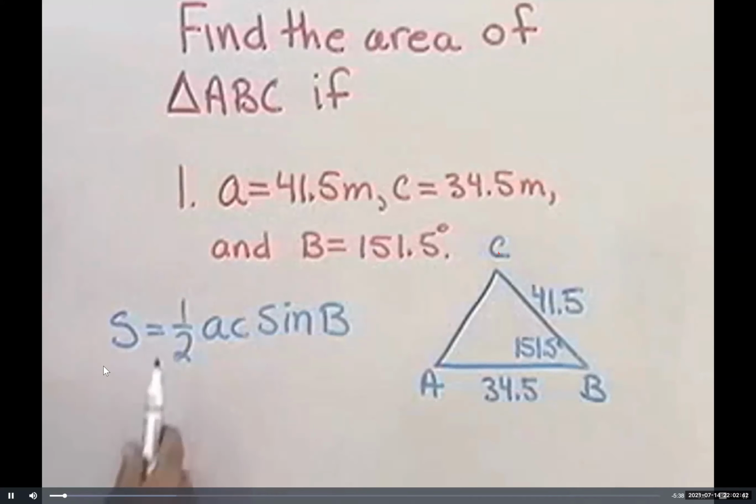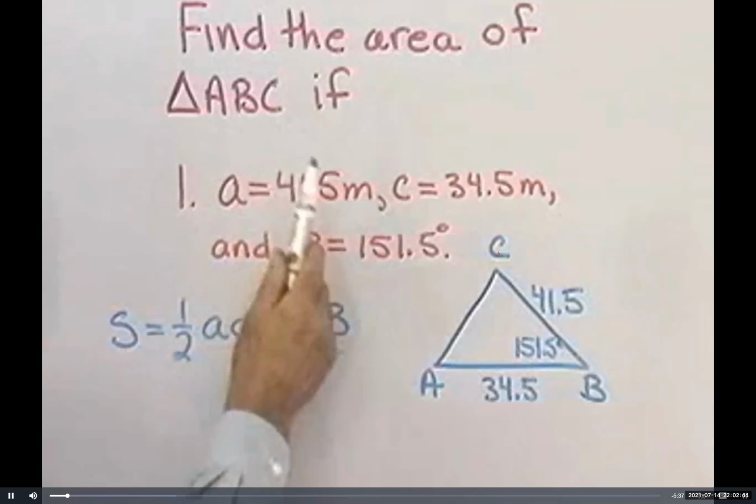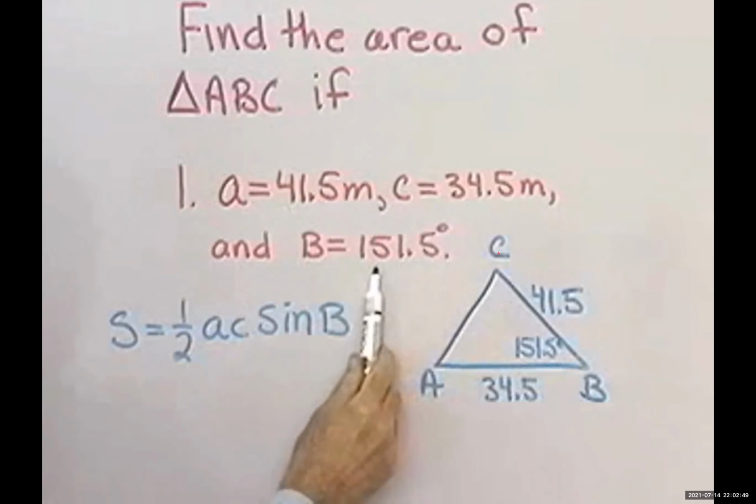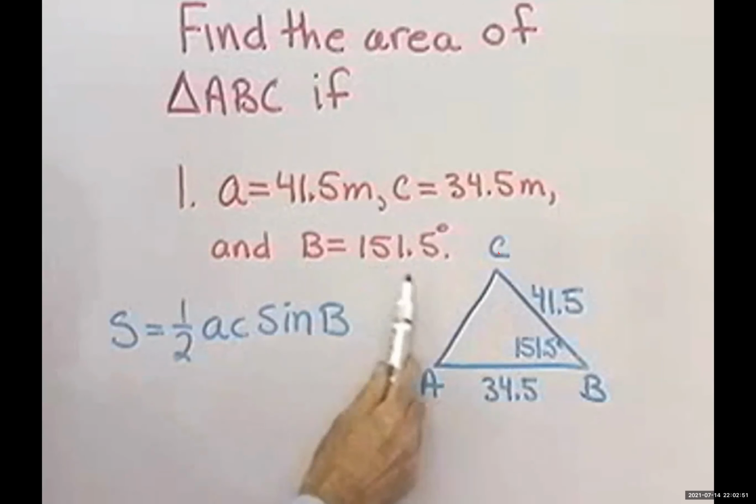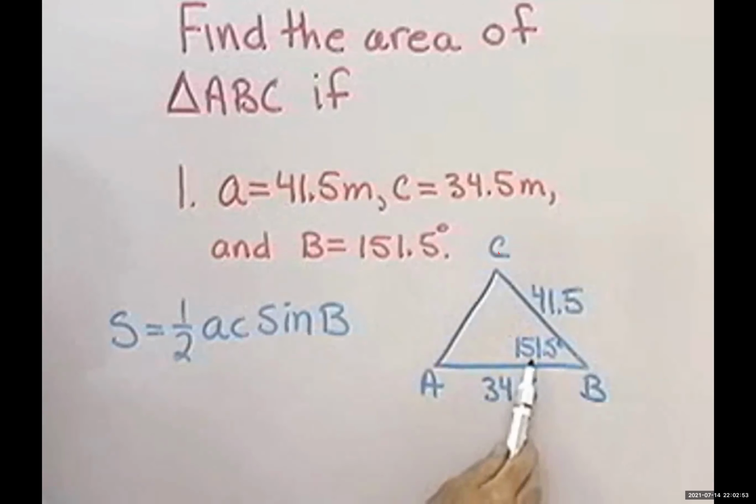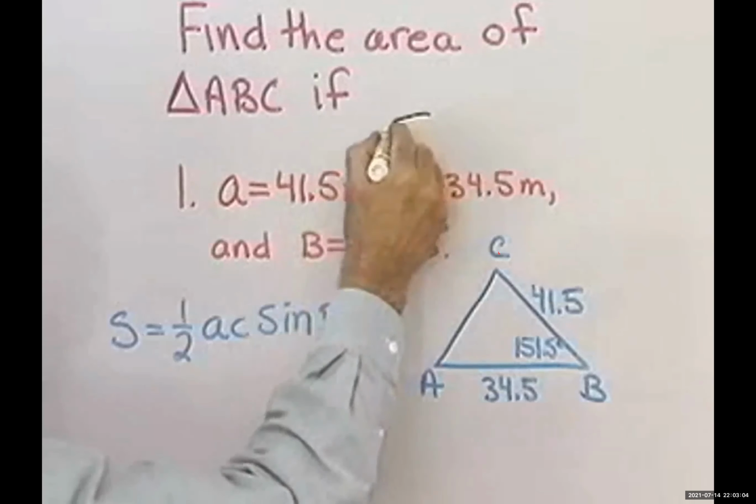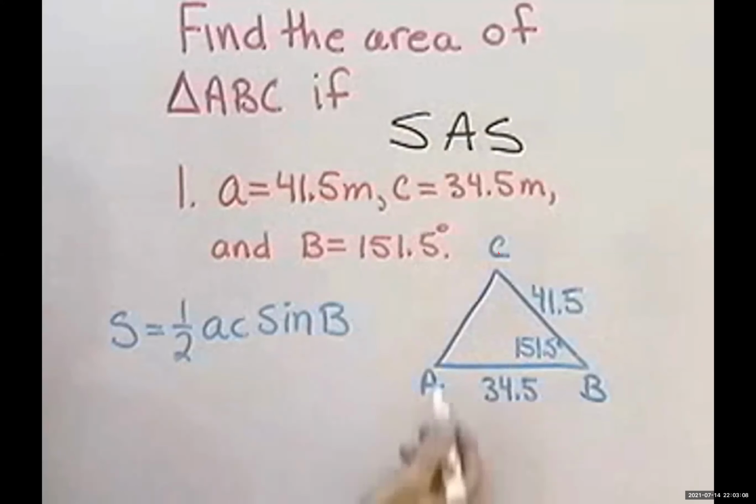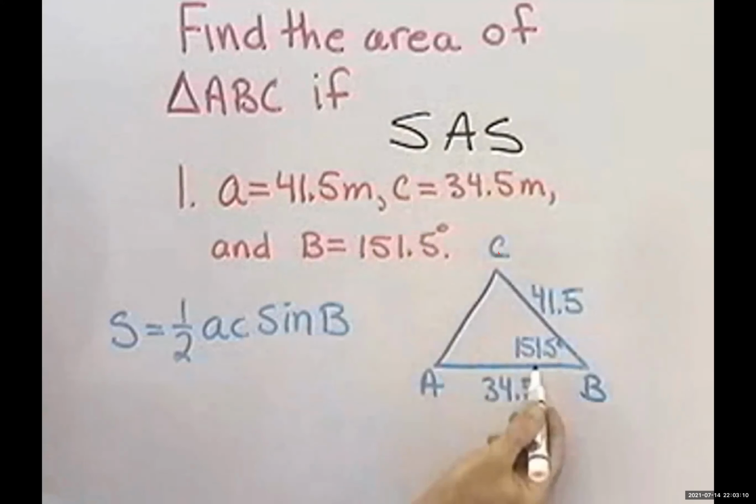Want to find the area of triangle ABC if side A is 41.5, side C is 34.5, and angle B is 151.5. Now, if we draw a triangle and label all the information that we're given, it looks like this. And what you can see is that I have this angle and the two sides that are adjacent to it. So what I have is a situation that we can call side, angle, side. So two sides and the angle included between them.